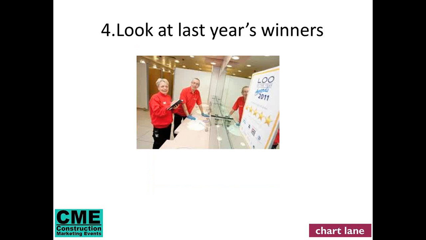Next tip, take a look at last year's winners. These two won the Loo of the Year Awards, which is one of my favourite awards ever. Public Toilet Awards, Best Convenience, fabulous. Why did they win, these people? I mean, clearly you can see they won because it's absolutely sparkling and they could eat your dinner off that floor. What did they do that singled them out as the winner in the category that you're entering?